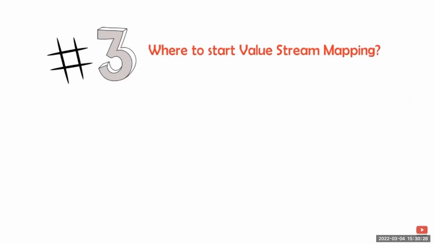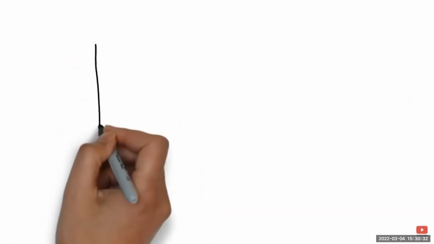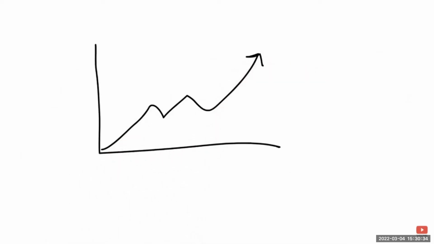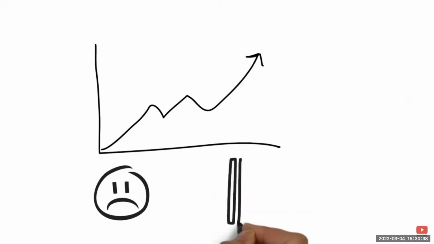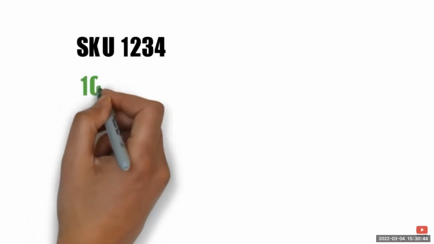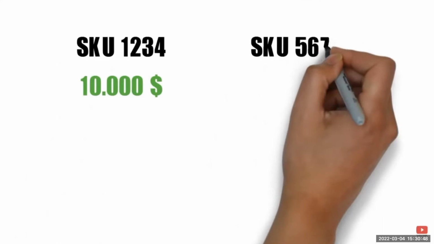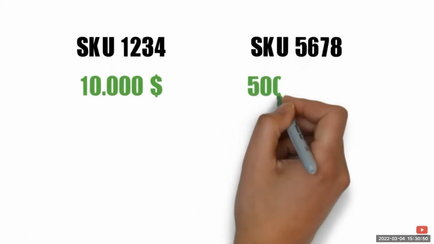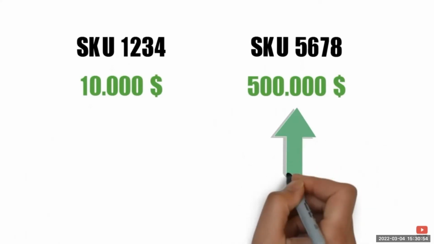Where to start value stream mapping? There is no point in starting by mapping the entire company. It is important to start where you can get results quite immediately. So, the best place to start is where a customer is unhappy or on SKUs that give the company a significant income. For example, if the company sells the SKU 1234 that generates an annual income of $10,000 and the SKU 5678 that generates $500,000, I would strongly suggest mapping the second one.